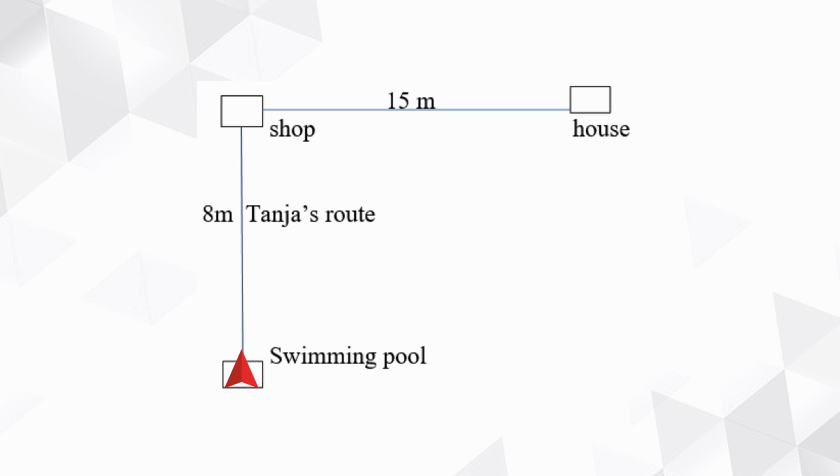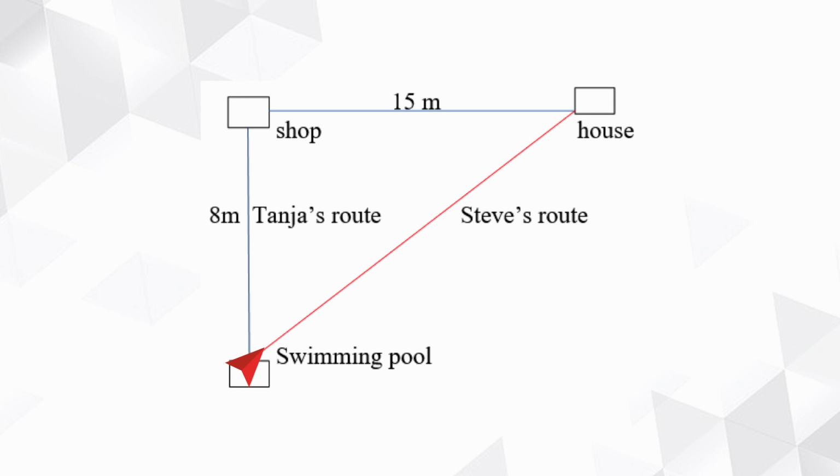The route that Tanya is taking from the swimming pool can be drawn as a sketch as on the screen. Here's the pool, then it is 8 meters straight to the shop. Here's the shop, turn right, then it's 15 meters straight to Steve's house. Look at the route that Steve is taking from the swimming pool to his house on the screen. The sketch with the route of Tanya and Steve is actually a right-angled triangle.